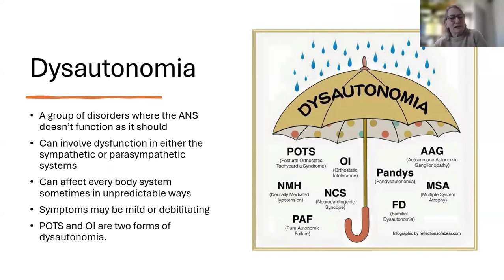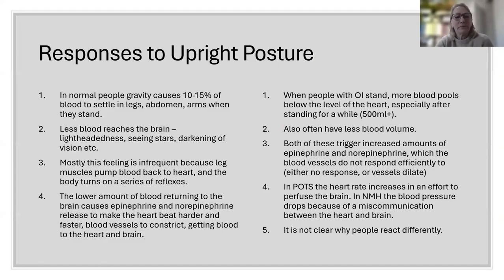POTS and orthostatic intolerance are two forms of dysautonomia. So when we're talking about dysautonomia, it's that umbrella term. So what happens when we stand upright? In a normal person, gravity causes a bit of a drain of our blood. There's a little bit of pulling in our legs, abdomen, and arms when we stand, and that can result temporarily in a little bit less blood to the brain.